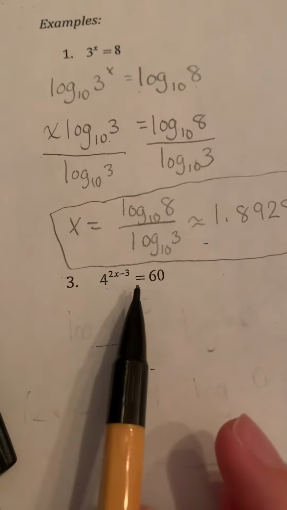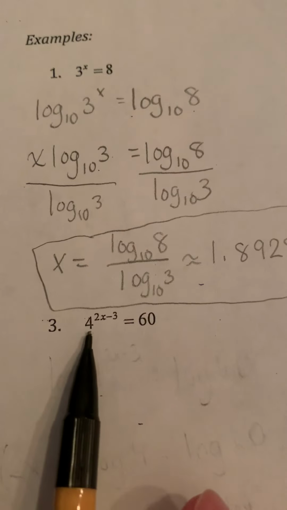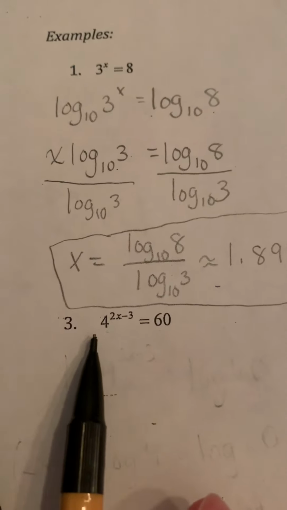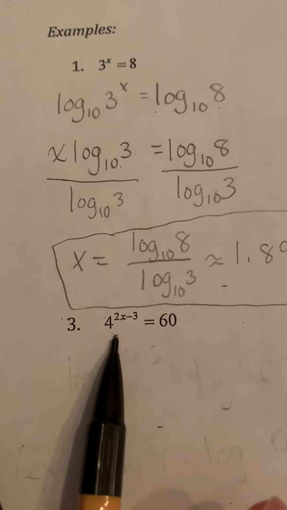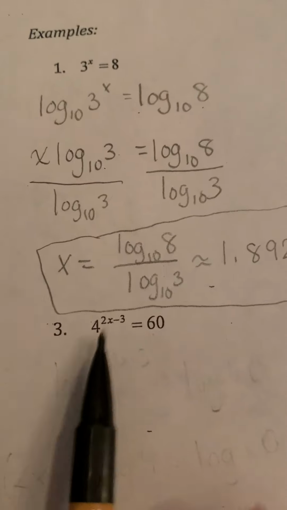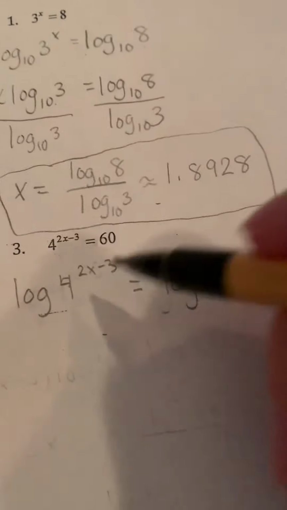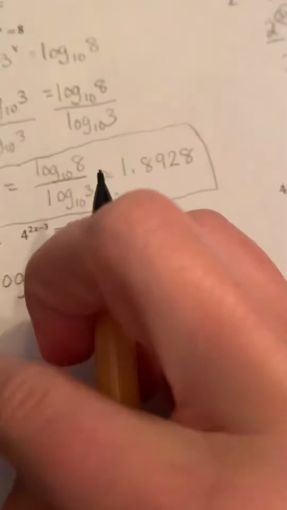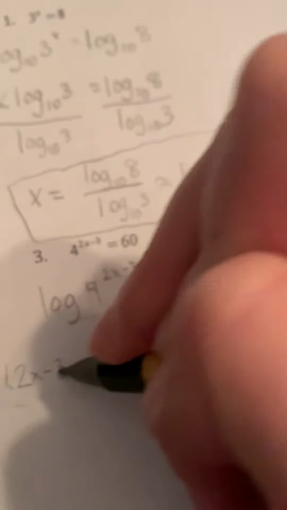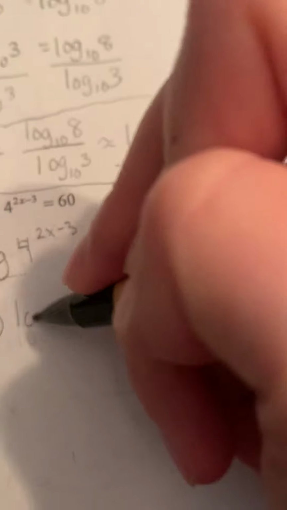Do I need a calculator for this one? Yes, I do. And that's because we cannot write these in terms of the same base. So what I'm going to do is take the log of both sides. And just to make that clear, the reason we take the log of both sides is because we want to take that exponent and bring it out front. That allows us to get that variable alone better. So once I took the log of both sides, I'm going to now take that exponent of 2x minus 3 and put it out front.